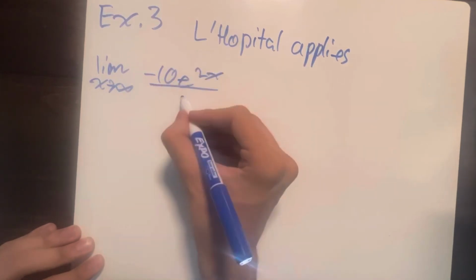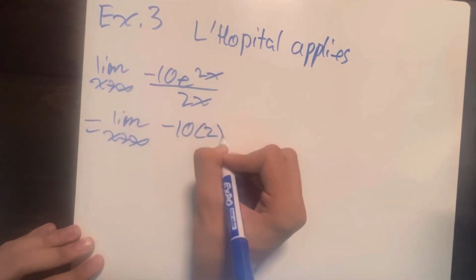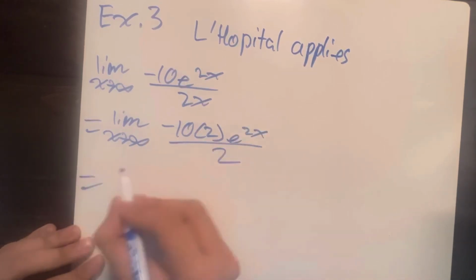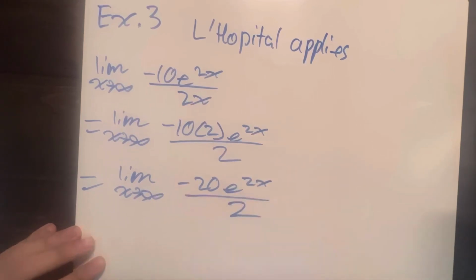Take the derivative of the numerator, negative 10e to the power of 2x, which should end up being negative 20e to the power of 2x. Take the derivative of the denominator, 2x, which should end up being 2.